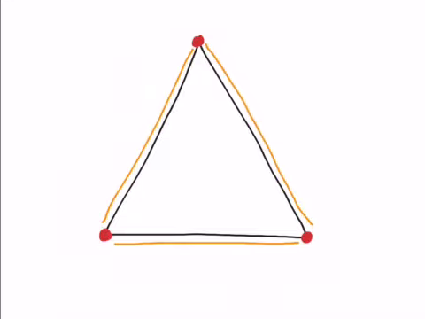I'm sure you've guessed it by now. This shape is a triangle. And we know it's a triangle because it has 3 corners: 1, 2, 3. And it has 3 sides: 1, 2, 3.